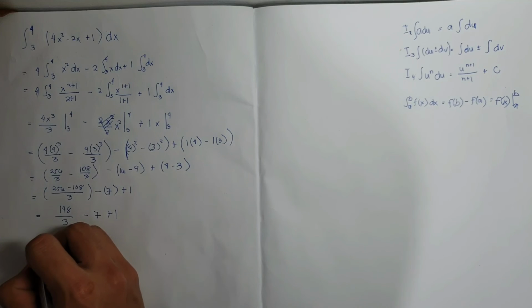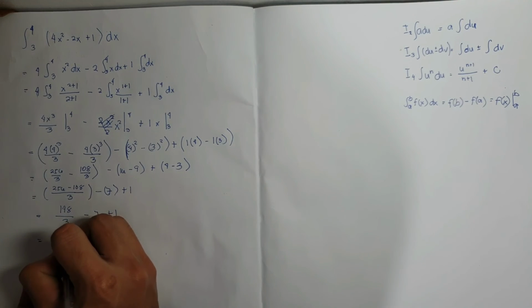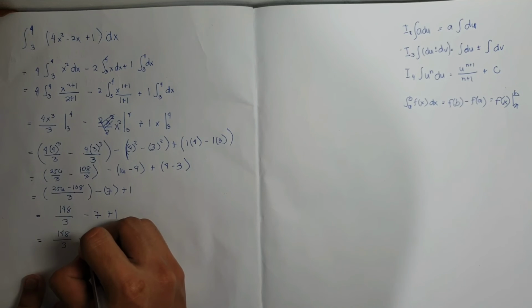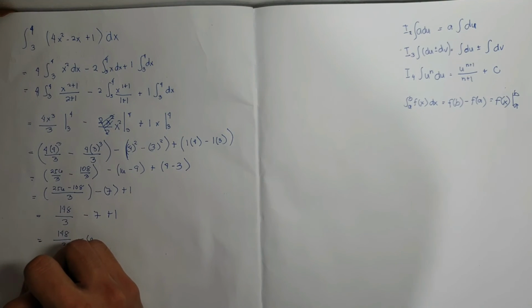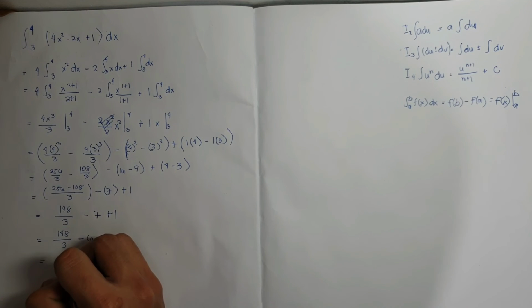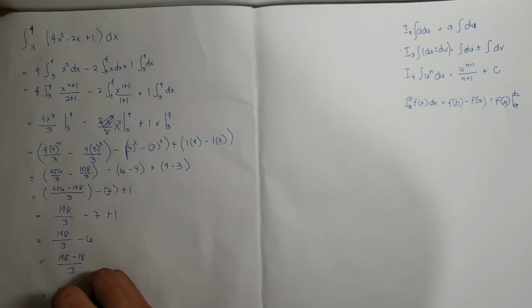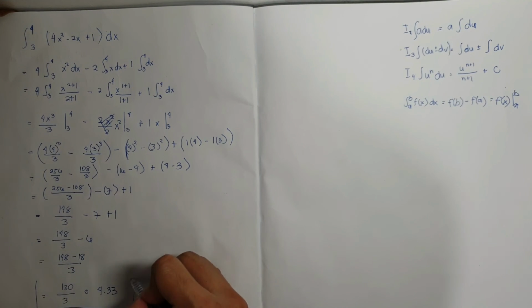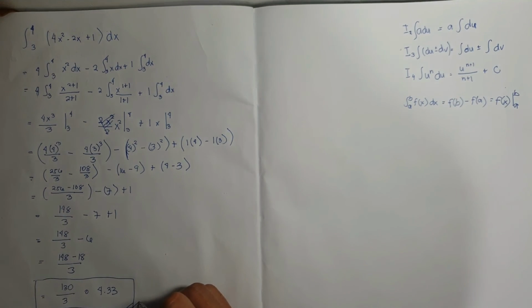It equates to 148 over 3 minus 6, which equals 148 minus 18 over 3, which equals 130 over 3, or 4.33. So here's our final answer, since it is the simplest form. So guys, we're done solving our two equations.